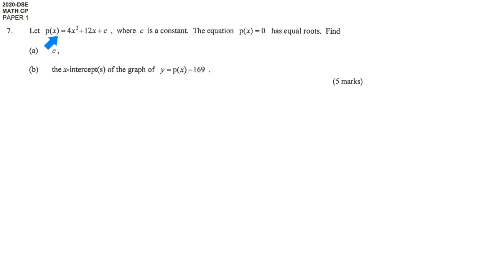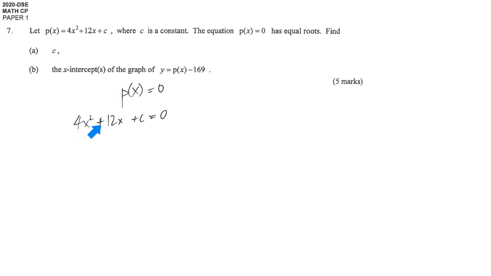In this question, p(x) is a quadratic expression. That means the highest power of our variable is 2. And then they say this equation. So you should write down this equation, p(x) equal to 0, which means that 4x squared plus 12x plus c equal to 0.